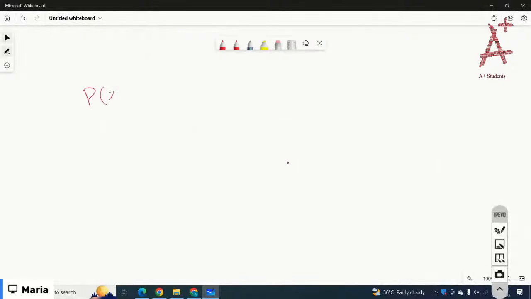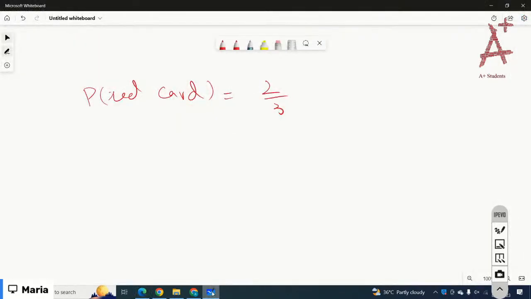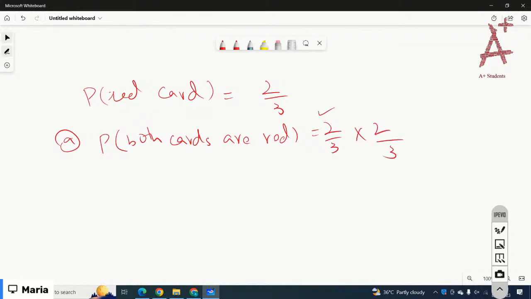The probability of a red card is 2 out of 3, because you have a total of 3 cards and 2 of them are red, right? Part A is that both cards are red. That means 2 by 3 times 2 by 3. This is the probability of a red card one time, and this is the probability of a red card another time. So it would be 4 over 9, right?